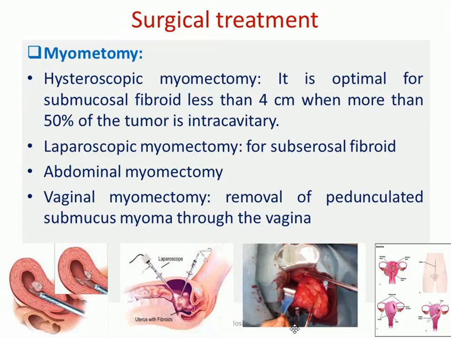The surgical treatment includes either myomectomy or hysterectomy. Hysteroscopic myomectomy is optimal for submucosal fibroid less than 4 cm when more than 50% of the tumor is intracavitary. As you see in the picture here, this is hysteroscopic myomectomy. Laparoscopic myomectomy for subserosal fibroid or interstitial myoma, as you see here in the picture. Abdominal myomectomy, as you see on the right side here in the picture.